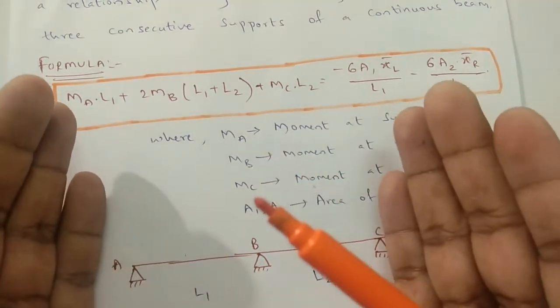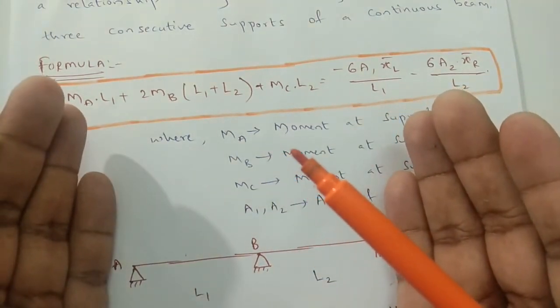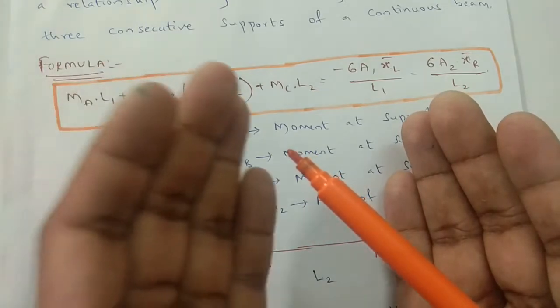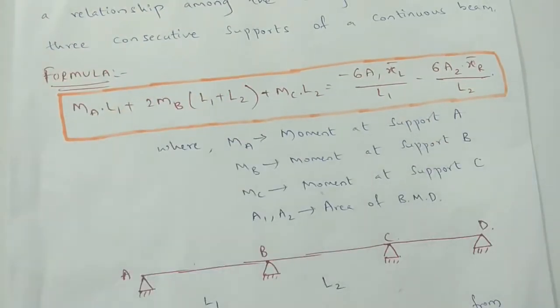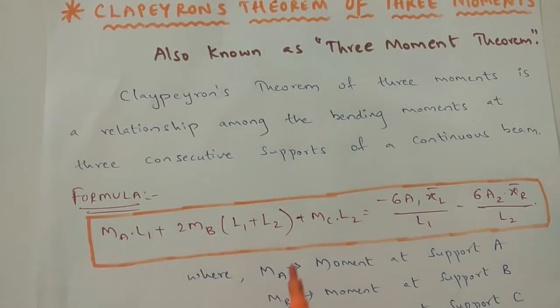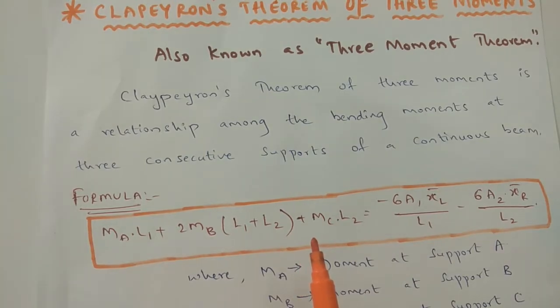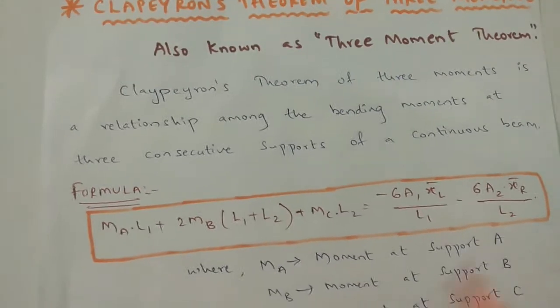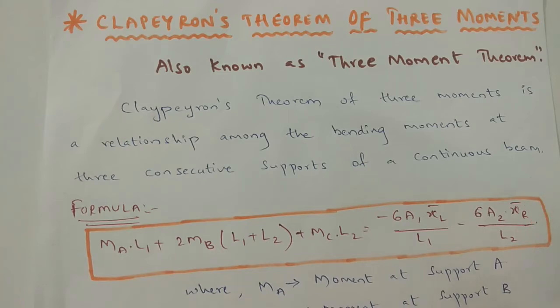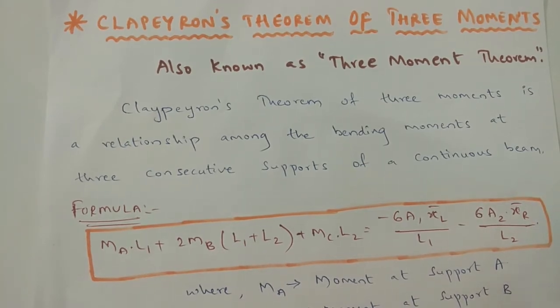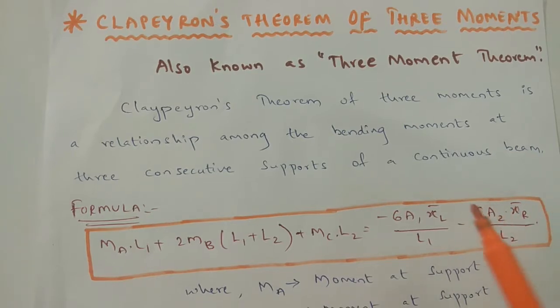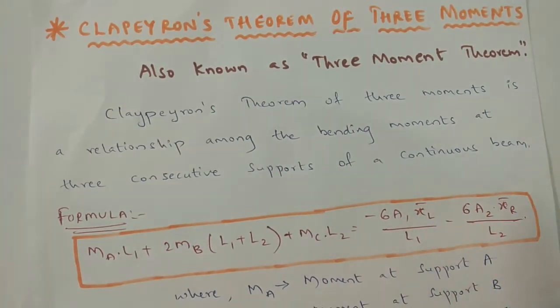We can derive the relationship between three consecutive supports, this three or this three. So the basic use of Clapeyron's three moment theorem is to provide a simple method of analysis for continuous beams. It is ideal for analyzing continuous beams with prismatic cross section, that means the same cross section throughout the beam.